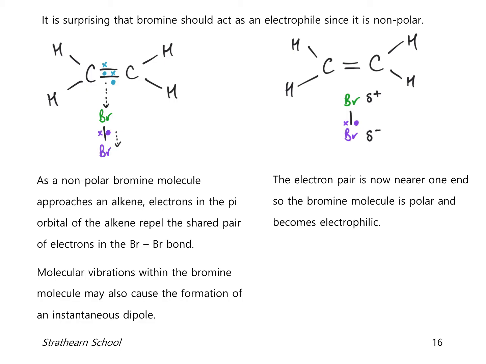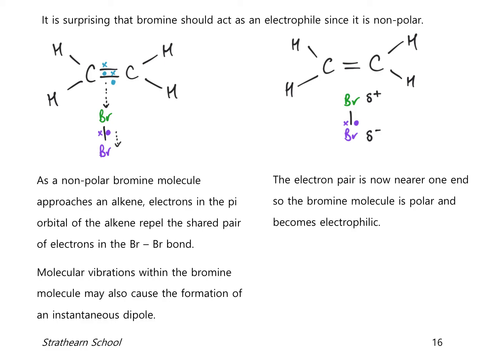Then we can call this an electrophile, and it's ready to act as an electrophile. Essentially, it's ready to do electrophilic addition. So that's the first thing, that as the non-polar bromine molecule approaches the carbon-carbon double bond, we'll see repulsion of the electrons from the region of high electron density of the carbon-carbon double bond, and it will repel that pair of electrons in the bromine-bromine bond, and therefore pushing it closer to one end of the bromine molecule than the other, and therefore causing the molecule to be polar.